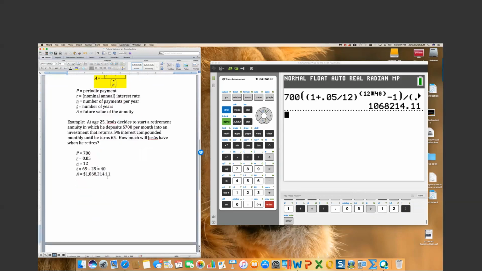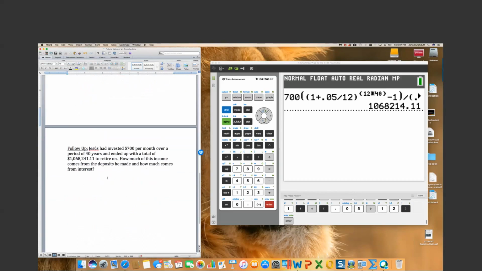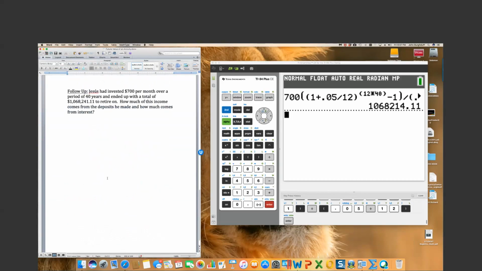Let's look at this a little bit more carefully with a follow-up question. Jesus had invested $700 per month over a period of 40 years, and he ends up with a total of $1,068,241.11 to retire on. How much of this income comes from the deposits he made, and how much comes from interest? So this is an interesting question. If we think about what Jesus actually has contributed himself, it's going to turn out to be a relatively low percentage of this. There's no specific formula. We just use logic for this.